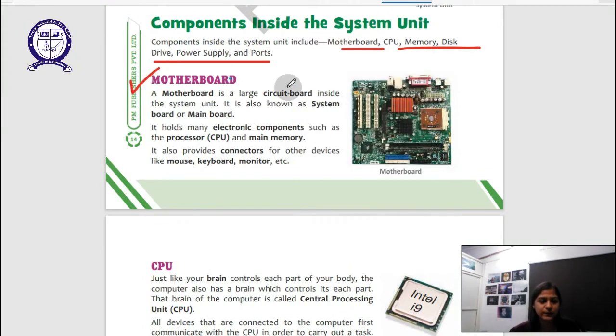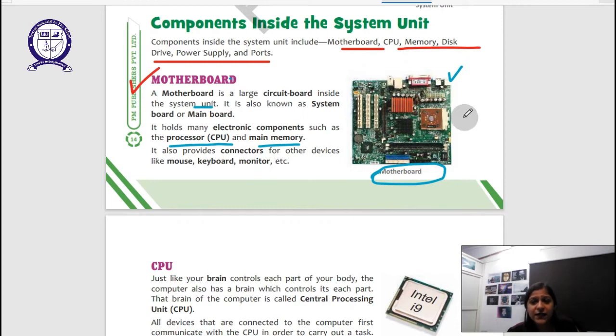So the motherboard is a large circuit board inside the system unit. It is also known as a system board or the main board. It holds many electronic components such as the processor and the main memory. This is what a motherboard looks like. It has all the systems attached on this circuit board.